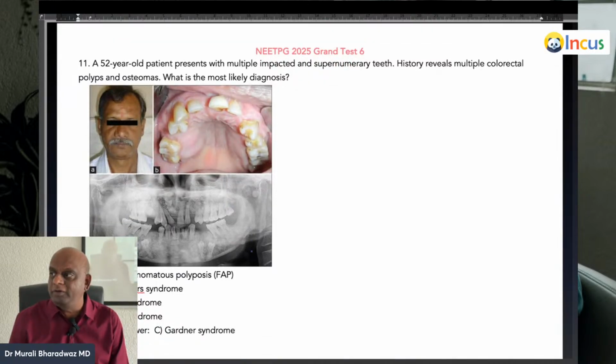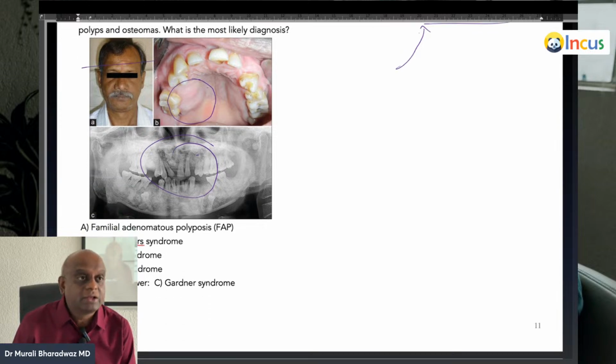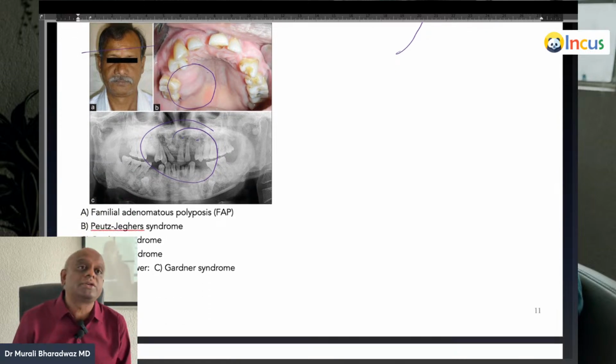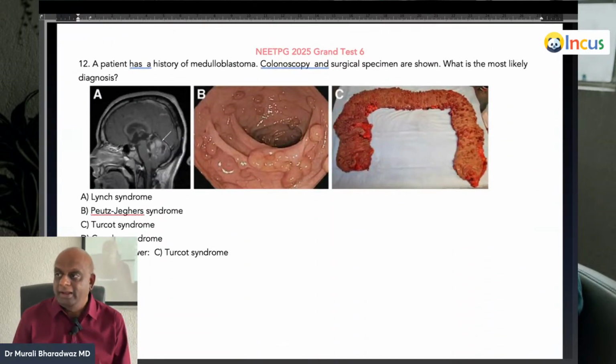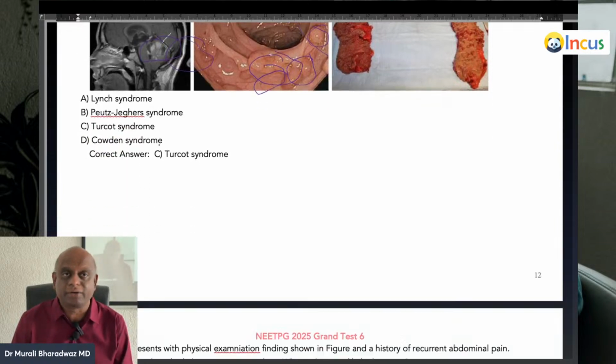A 52-year-old with multiple impacted supernumerary teeth, and history reveals multiple colorectal polyps and osteomas are present. So it is a case of Gardner's syndrome. There is a medulloblastoma history. Colonoscopy has been done where you are able to see the polyps along with medulloblastoma. So what is that called as? Turcot syndrome.